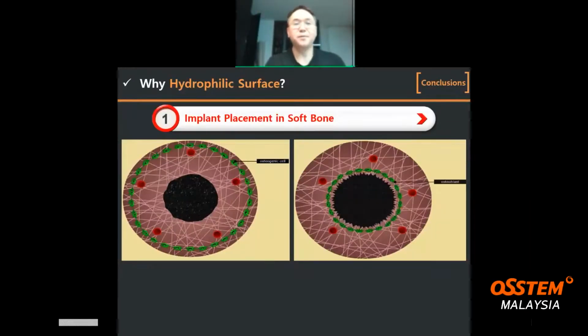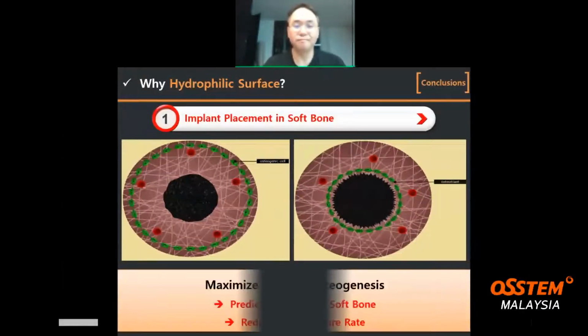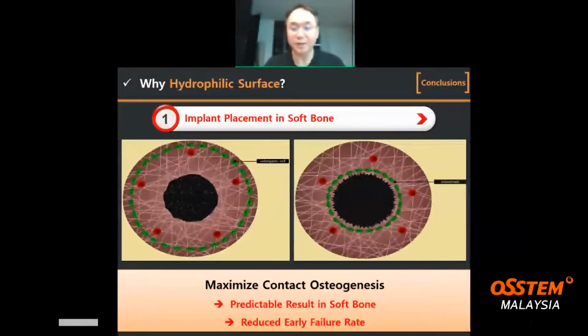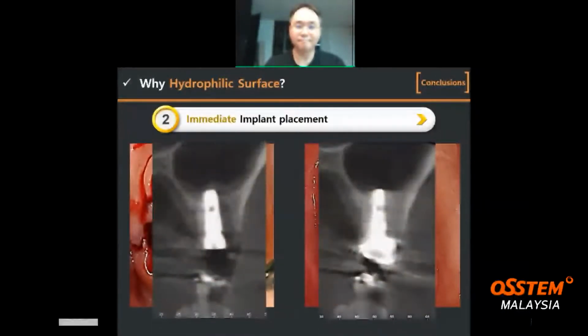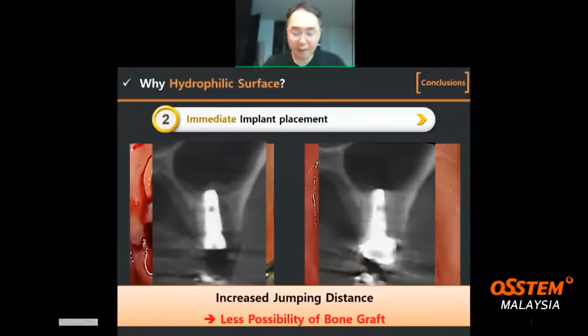So why should we consider hydrophilic surface? First indication is soft bone. By maximizing the contact osteogenesis, we can get a predictable result in the soft bone. And also, we can reduce the early failure rate. So second indication is immediate implant placement. After placing a hydrophilic surface, we can increase the jumping distance, so less possibility of bone grafting.